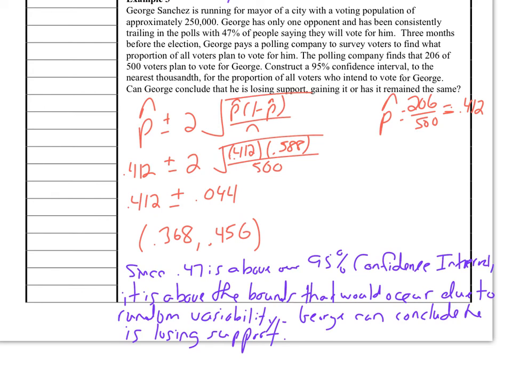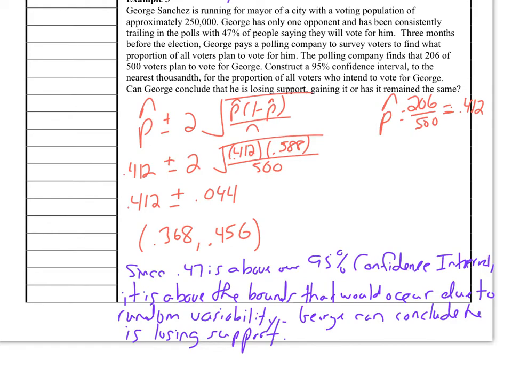So here we go. Since the 0.47 is very clearly above the bounds of our 95% confidence interval, it is above the bounds that would occur due to random variability. So anywhere in here would occur due to random variability of different samples. What that means is that George can conclude that he is losing support. So any number in between here, and we'd say, yep, if 47 was in between these two numbers, which it's not, but if it was, we could say it could still potentially be the same. But since it's all below, we can conclude that support has gone down.